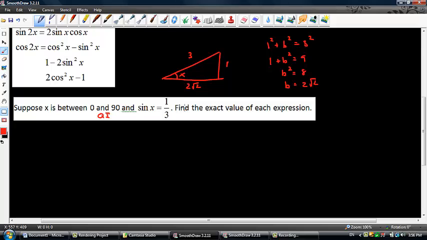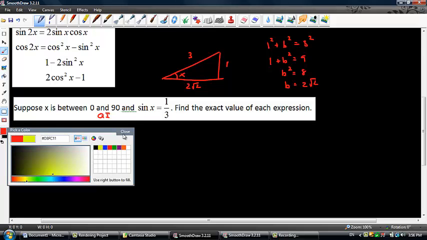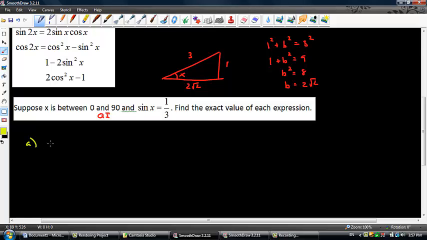Alright, so let's go ahead and figure out our sine double angle. I'll go and switch back to mustard here. So sine 2x, well, let's figure out cosine first, sorry. Cosine of x is going to be 2 rad 2 over 3, right? Because cosine is adjacent over hypotenuse. I'll go ahead and rewrite sine just to keep them together. Sine is equal to 1/3.